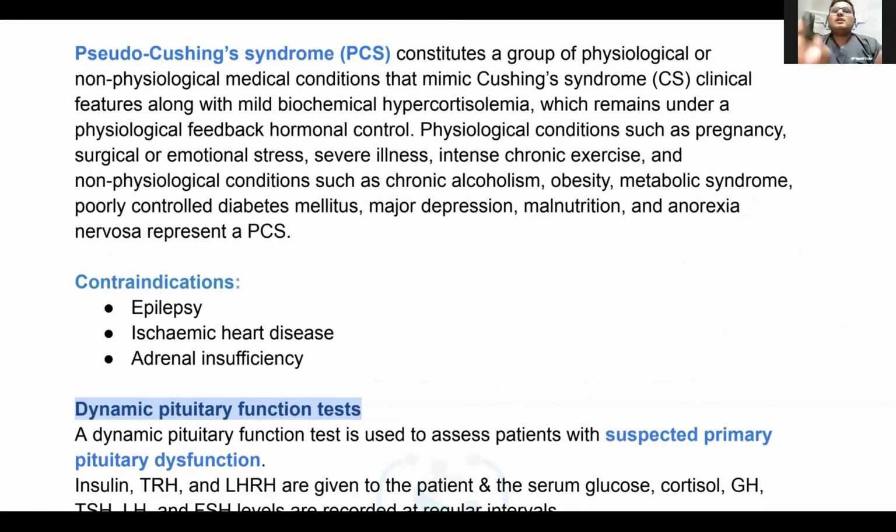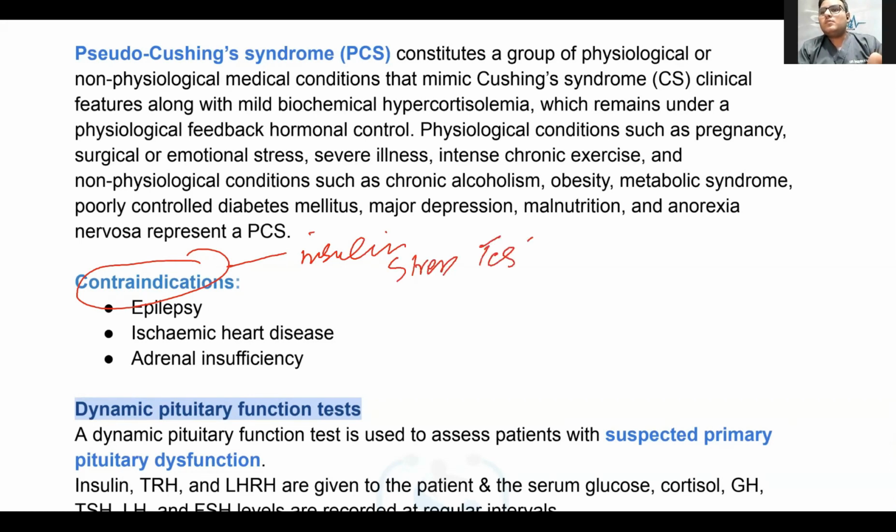Next we will discuss the contraindications of the insulin stress test. We cannot use the insulin stress test in epileptic patients because hypoglycemia can precipitate seizures. So in epileptic patients, we cannot induce hypoglycemia by giving insulin. Next is ischemic heart disease; we cannot use it in ischemic heart disease, and the insulin stress test is not used in adrenal insufficiency patients. So these are the contraindications.